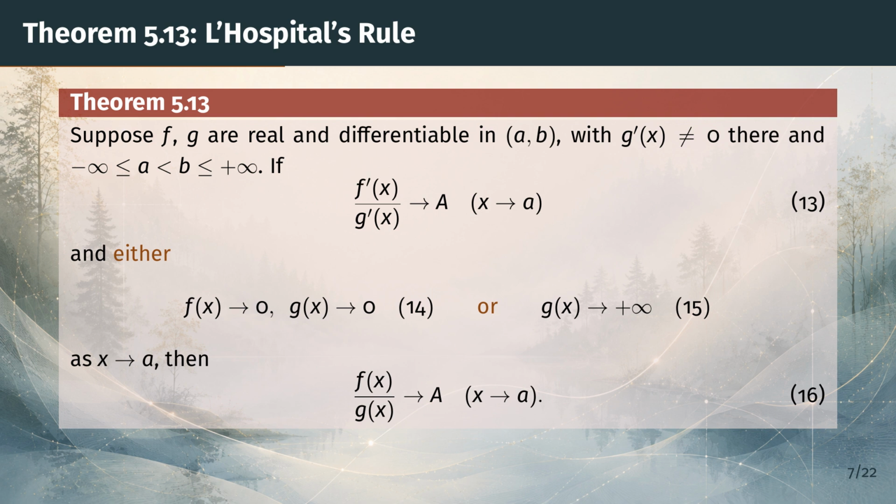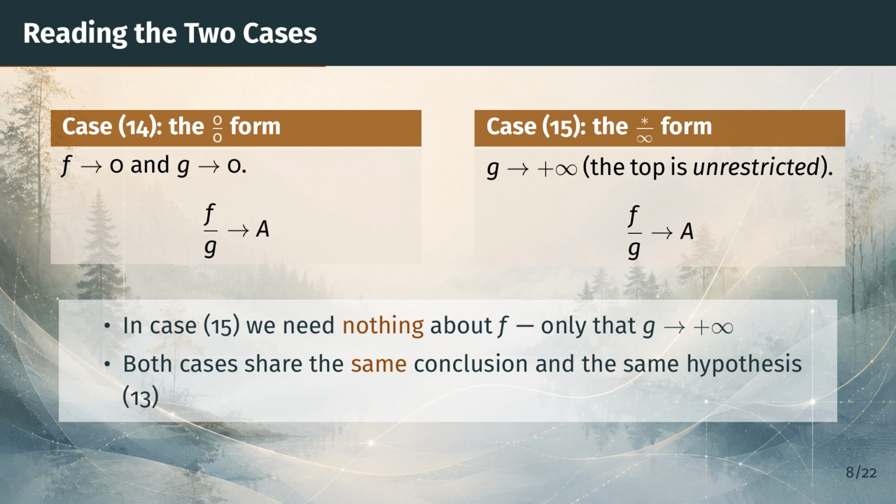Then, provided either condition 14 holds, where both f and g tend to 0, or condition 15 holds, where g tends to plus infinity, the original quotient f over g also tends to the same value A. The practical payoff is that we may trade a hard quotient for the often simpler quotient of derivatives, and the one thing we must check is that this derivative quotient actually has a limit. So the two indeterminate forms from the motivation are covered by one clean statement. Let's read the two cases side by side. It is worth pausing on the two cases.